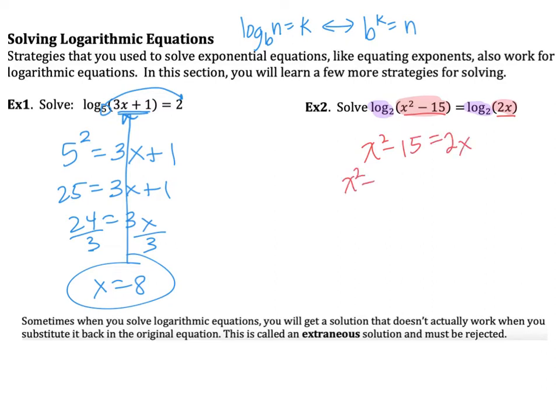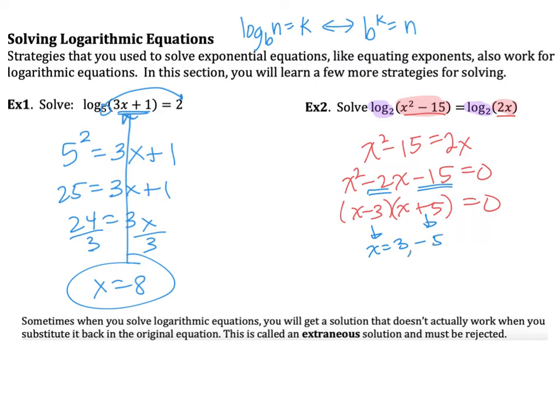Now I move everything to the same side, and I set it equal to 0 because it's quadratic, right? So I get x squared minus 2x minus 15 equals 0. Now I need to factor and solve. So x minus 3 times x plus 5 is going to equal 0. That's how I factor. They add to give me negative 2, multiply to give me negative 15. And so my two solutions are 3 and negative 5.